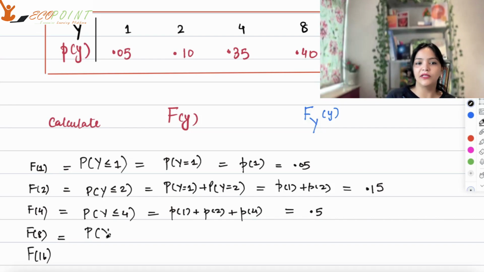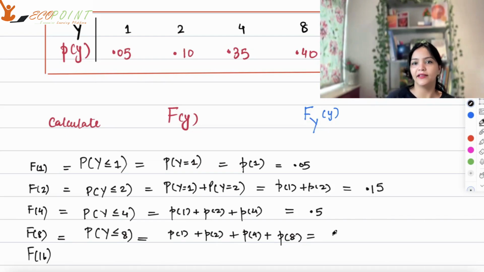F8 means probability y is less than or equal to 8. What values is y taking which are less than or equal to 8? It's taking 1, 2, 4 and 8. So P1 plus P2 plus P4 plus P8. So 0.5 plus 0.4, 0.9.